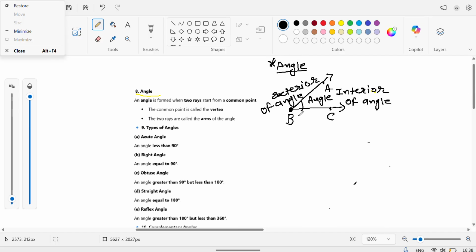B is called the common point or vertex from where the two rays are generated, or the vertex of the angle. Another thing: ray BC and ray AB are called the arms of the angle.